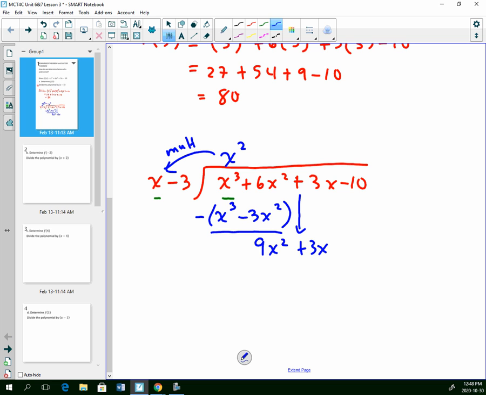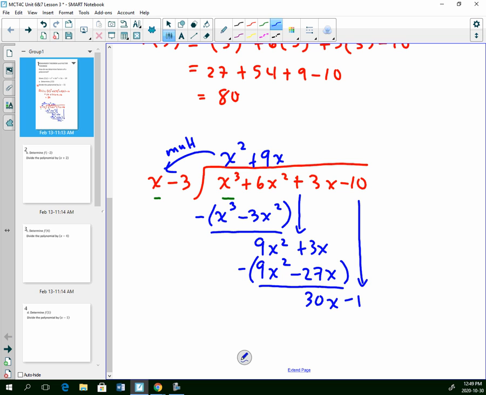Okay, so now we're going to do it again. So we have to ask ourselves, what do we multiply x by to get 9x squared? Well, we would need a 9 and an x. So we multiply 9x times x and 9x times negative 3. We subtract to see what we have left. So we have 3, and again we have minus a negative, so plus, so that's 30x.